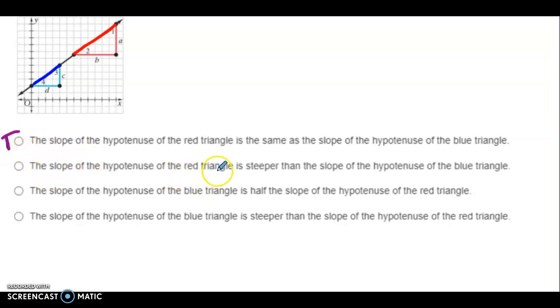The slope of the hypotenuse of the red triangle is steeper. No, it's not going uphill more. That's false. The slope of the hypotenuse of the blue triangle is half the slope. No. Again, we're not looking at the length of the line. We're just looking at the steepness of the line, and both of those have the same slope or steepness. And then the other one is also false. So we're probably looking for the true answer here, which would be that one.